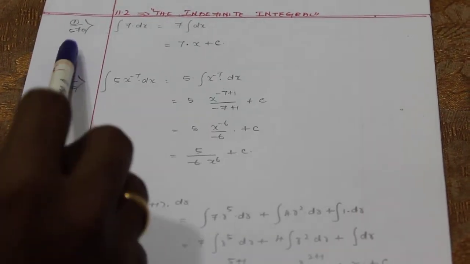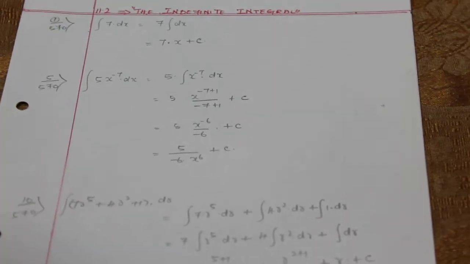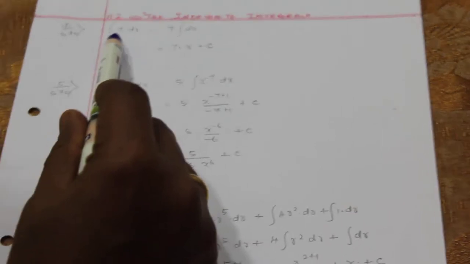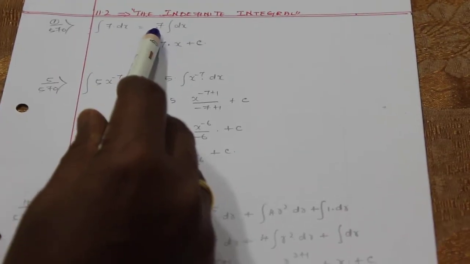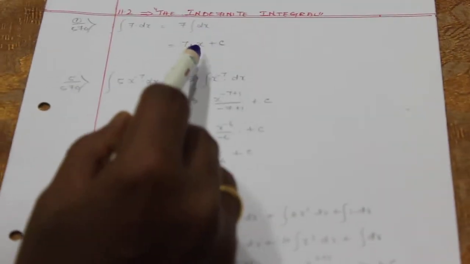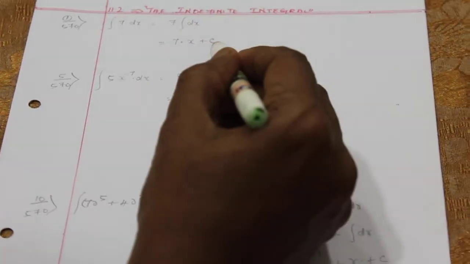This is the first question. This is question number 1 on page 570, which says find the integral of 7 dx. We all know 7 is a constant. That's why we have taken it outside the integral of dx. Integral of dx is equal to x plus c, which is the integration constant. So this is the answer.